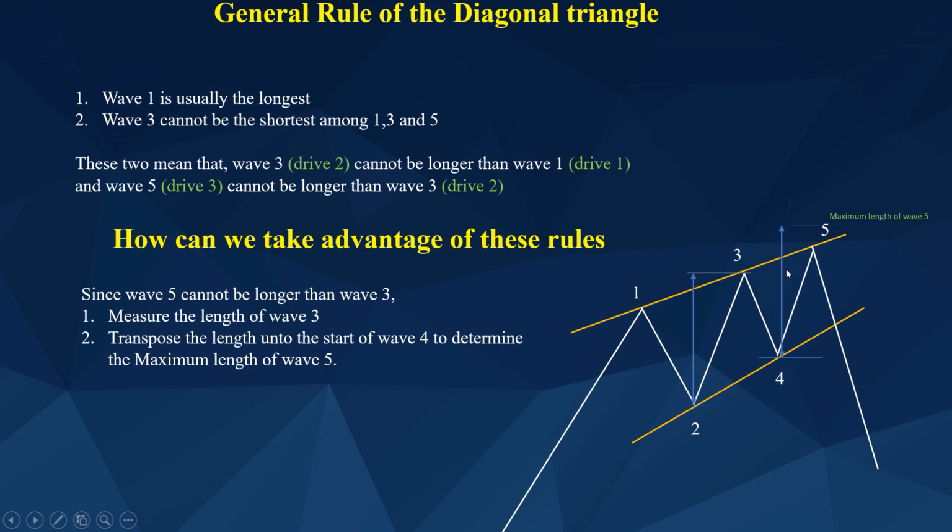Okay, so we have a stop loss at this particular level because the rule says what? Wave 5 can never be shorter than wave 3, or drive 3 can never be shorter than drive 2. Okay, so because of this, we can use this as a stop loss. So now we can start looking for trades.